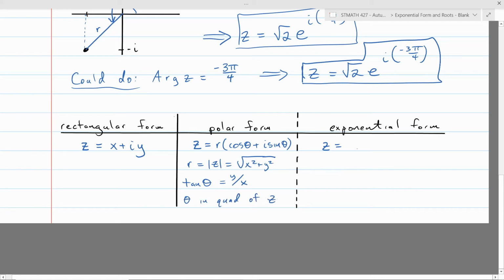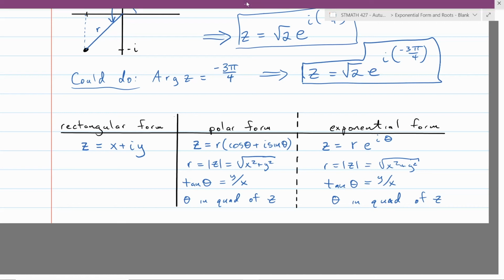And the exponential form is z equals r times e to the i theta, where again r is the modulus, and tangent of theta is equal to y over x, and theta is in the appropriate quadrant. So I put a dotted line between polar form and exponential form because I feel like they're really the same thing. They look a little different, but it's really the same stuff.